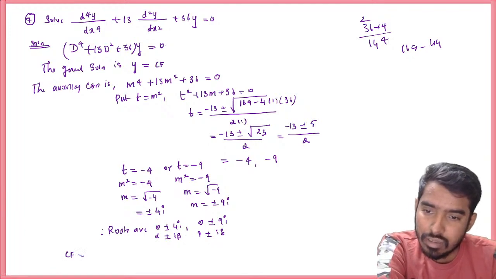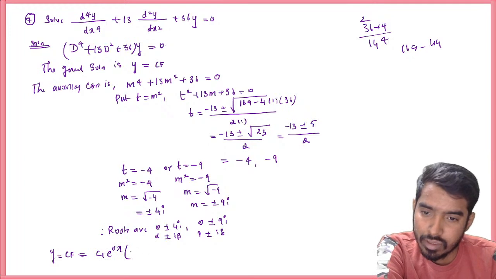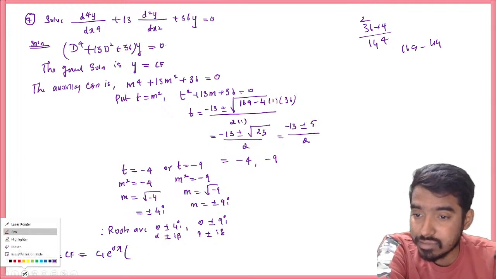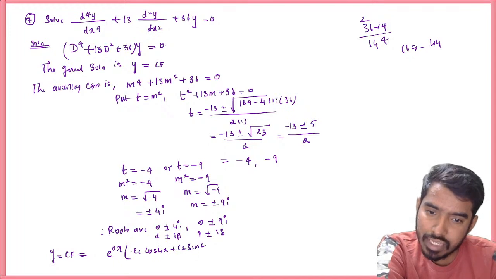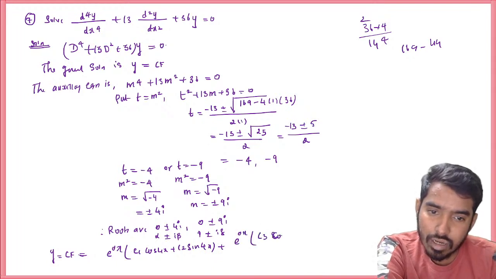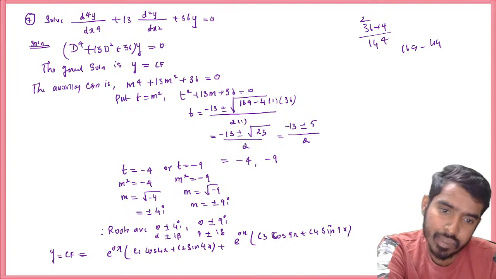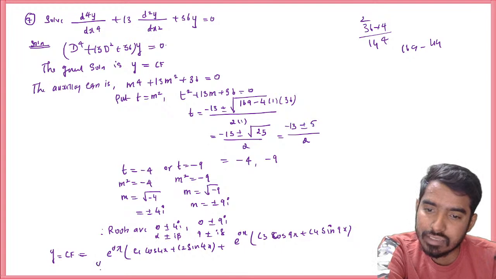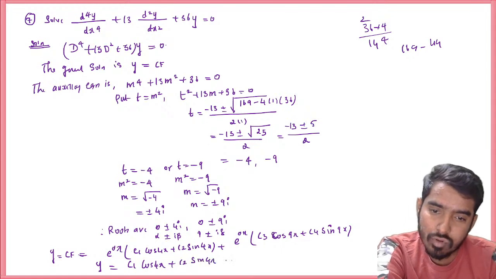Your characteristic function is the same as your general solution. So y is equal to e power alpha x times C1 cos beta x plus C2 sin beta x, plus e power gamma x times C3 cos delta x plus C4 sin delta x, right? Very simple to write the characteristic function. Since e power 0 is 1, y is equal to C1 cos 4x plus C2 sin 4x plus C3 cos 9x plus C4 sin 9x, which is the required solution, right?